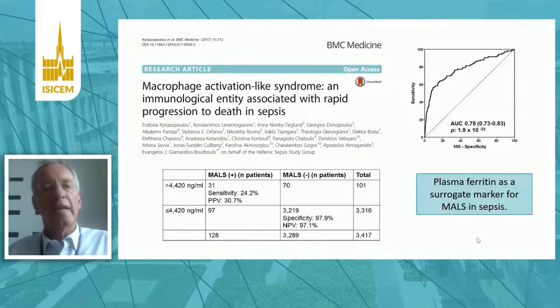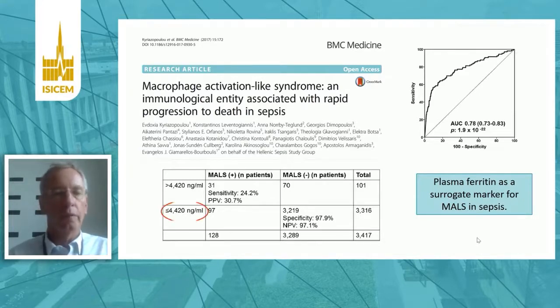And this group next looked at the value of plasma ferritin levels, which is part of the diagnostic criteria of macrophage activation syndrome, as a standalone diagnostic marker for the presence of this syndrome. And they came up with a cutoff value of 4,420 nanograms per milliliter. And this cutoff value was associated with a very high specificity and a negative predictive value of the presence and absence of MALS. So patients who were below this cutoff value were very unlikely to have macrophage activation-like syndrome.